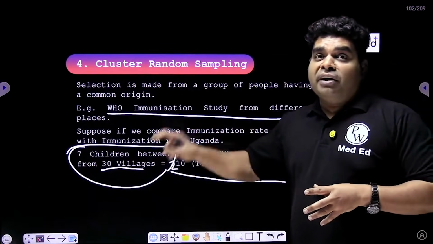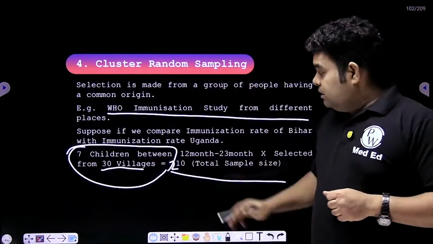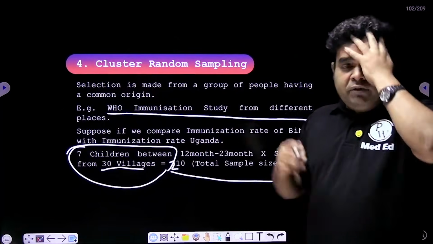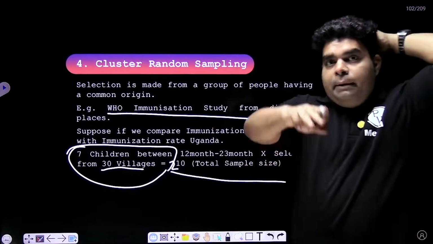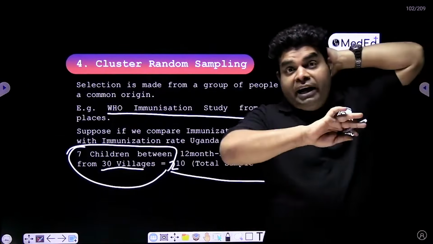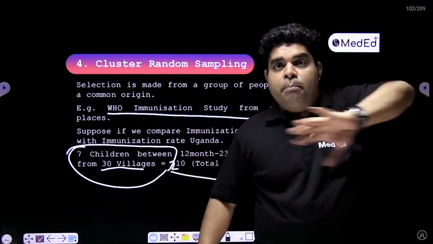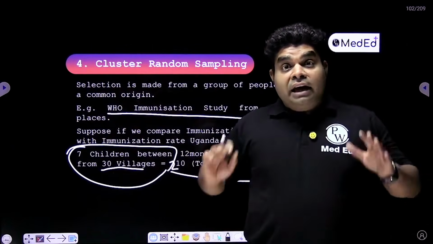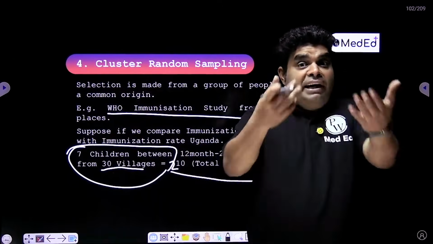You will choose 7 children from 30 different clusters. So this is cluster random sampling. And in cluster random sampling, we go and choose. Suppose I came to your medical college and divided you into students from Bihar, students from UP, students from Tamil Nadu, students from Telangana. That is stratified, because I am dividing you.